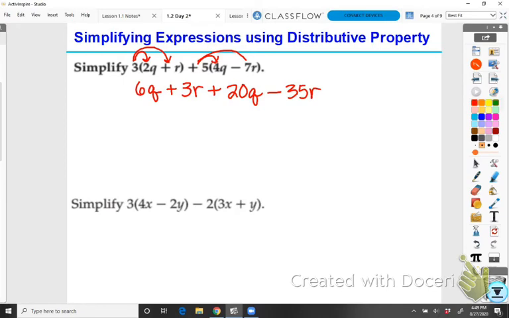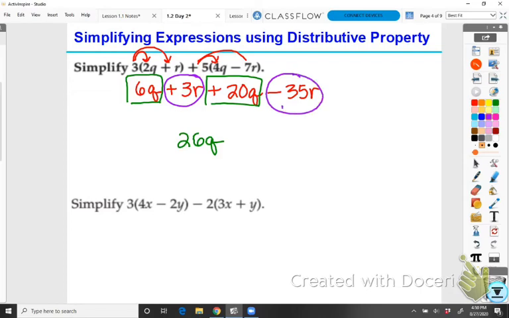And then you have to combine like terms. I like to box them, underline them, color code them. Like terms have the same variables. So 6q plus 20q is 26q. And then for the r's, you have 3r. Here, be careful, include the sign that comes before it. So 3 minus 35, those coefficients make a negative 32r. And you can't combine the q's and the r's, so that is your final answer there.